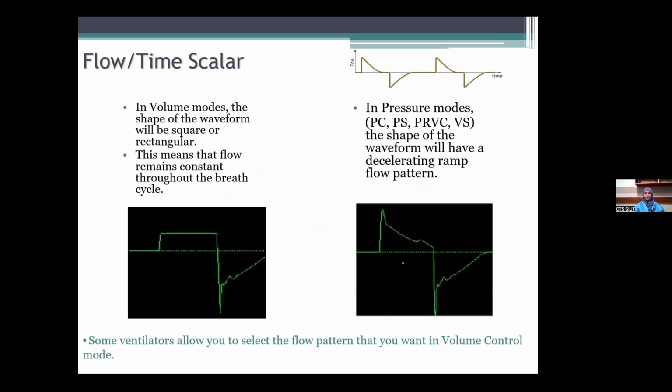Flow time scalars. In volume modes, the shape of the waveform will be rectangular or a square wave. This means that the flow remains constant throughout the breathing cycle, while in the pressure mode, the shape of the waveform will have a decelerating ramp in the flow pattern.